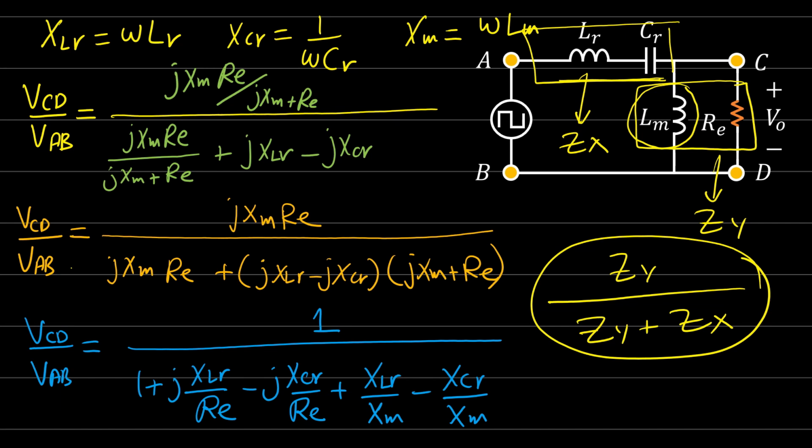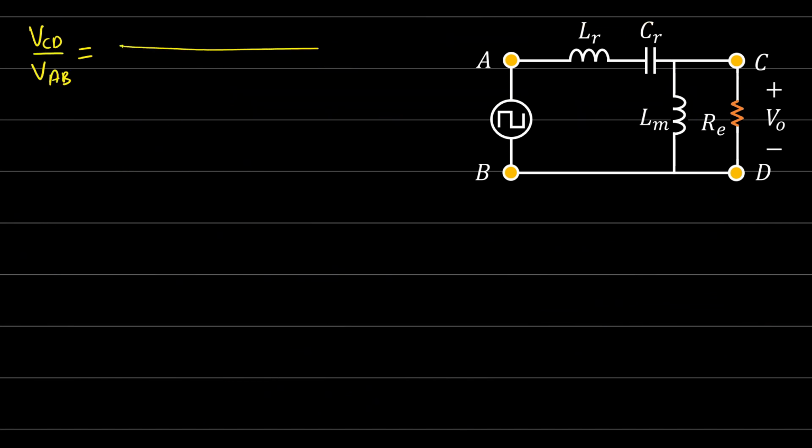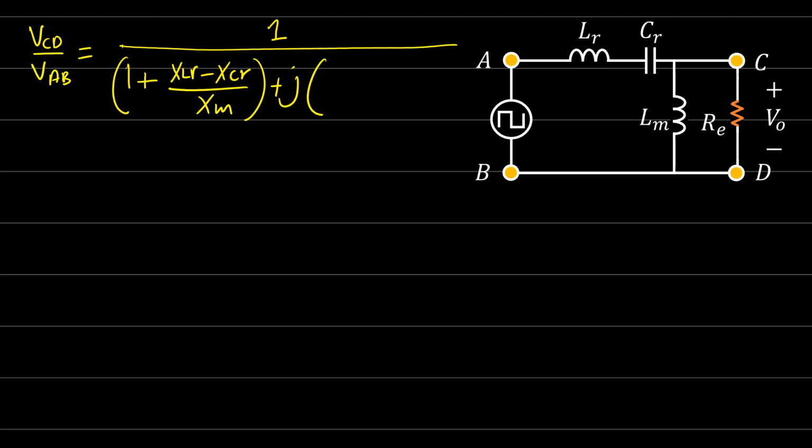So VCD over VAB will be something like this. It will be 1 over 1 plus XLR minus XCR over XM. This is the real part, and this is j times XLR minus XCR over RE, and this is the imaginary part. Now we need to take the magnitude for the first harmonic. And we know now the relation between Vout and VCD, no need to repeat this one.